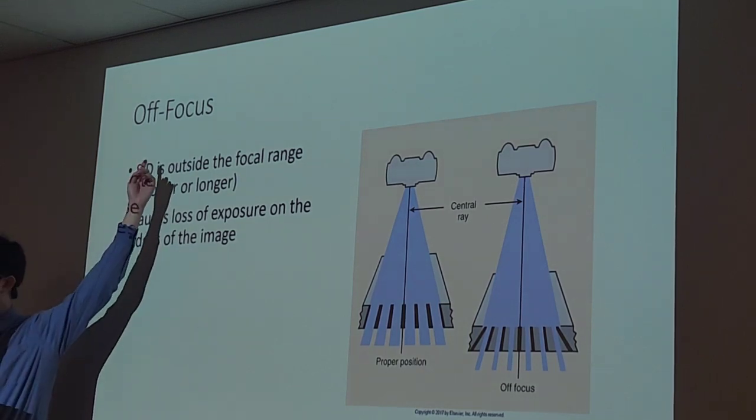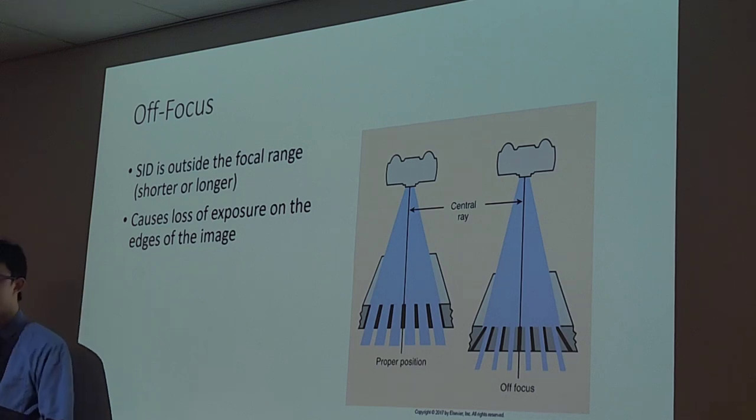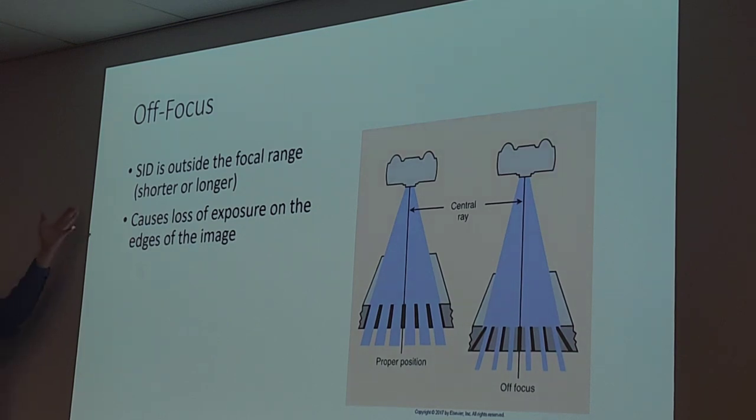For example, off focus. If I change the SID on a parallel grid, will I have an off focus artifact? No, because my parallel grid does not have a specific focal range. I can use any focal range for my parallel grid. So I cannot get an off-focus artifact using a parallel grid. That is focused grid only. So you have two other possibilities. Think through them, and then figure out which one is possible with a parallel grid.